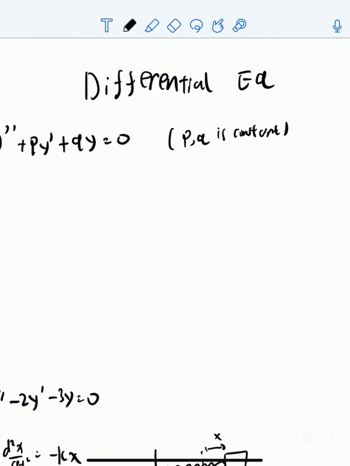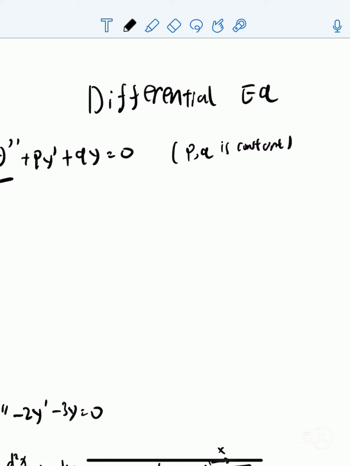Hello guys, today we're going to take a look at the basics of differential equations. For the first one, we're going to take a look at this equation where p and q are constants. What I mean by y'' is just the second derivative. How to solve this kind of equation is that we just guess the solution.